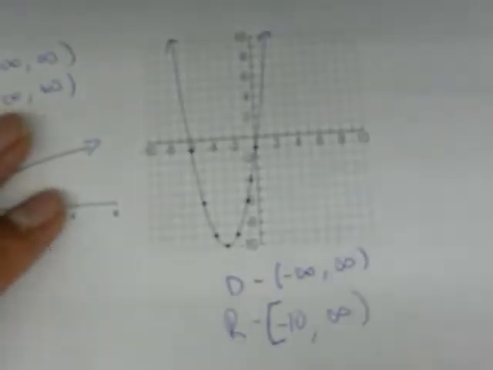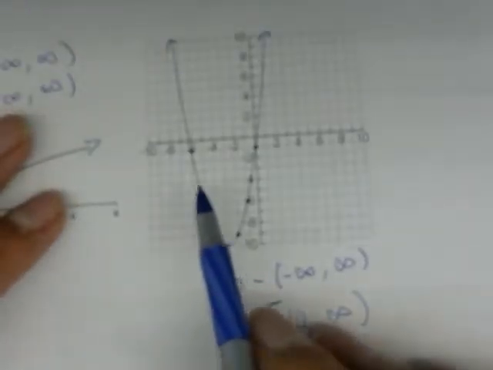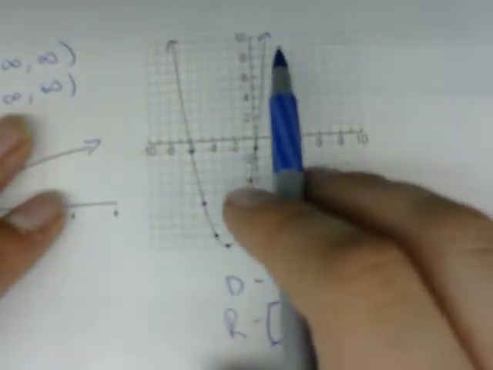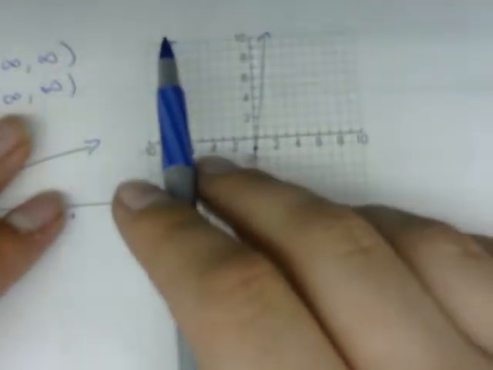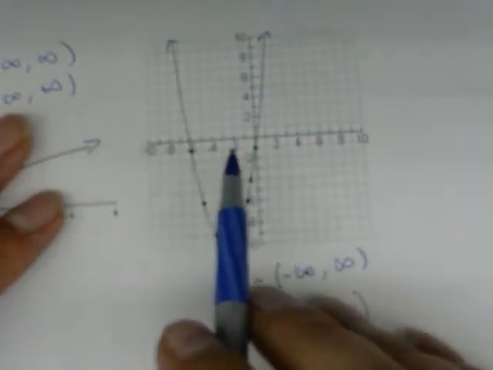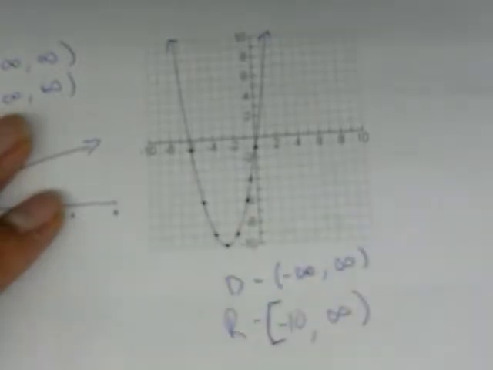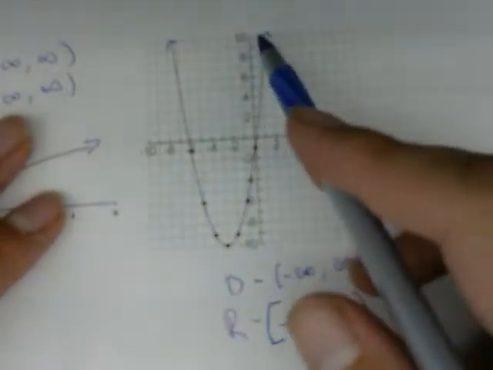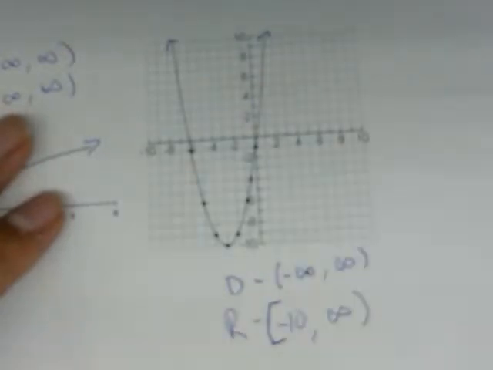Oops, my bad. So domain, this is going up forever to the right. This one's going up forever to the right. This one's going up forever to the left. So it expands all the way left and right. So it includes all the domain. And since it goes from negative 10 to infinity upwards, the range goes from negative 10 to infinity.